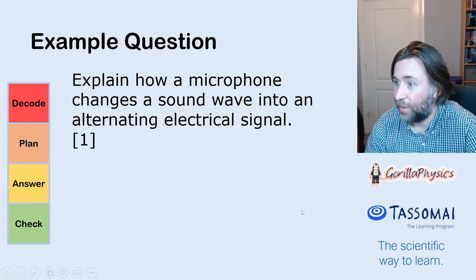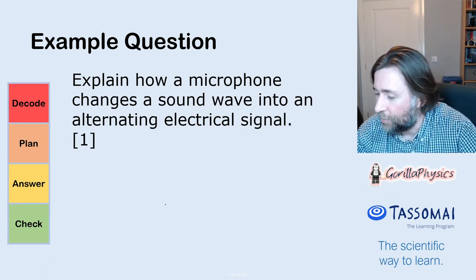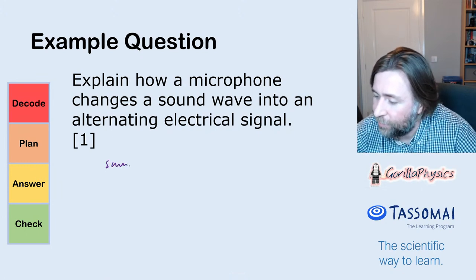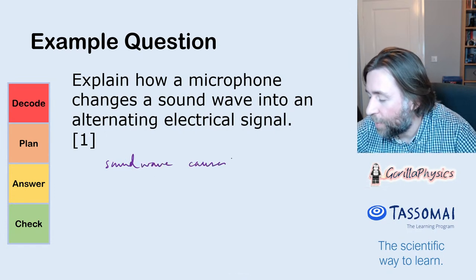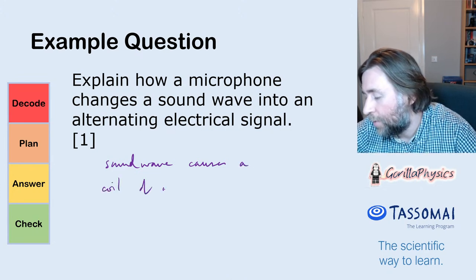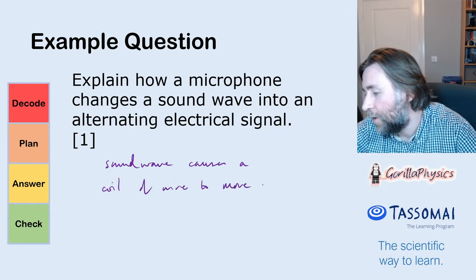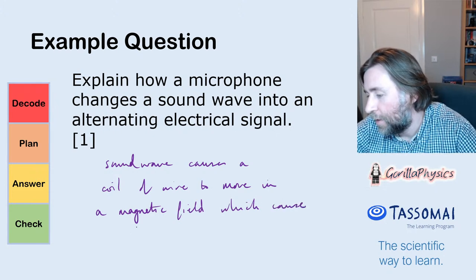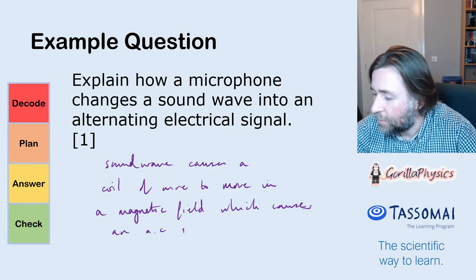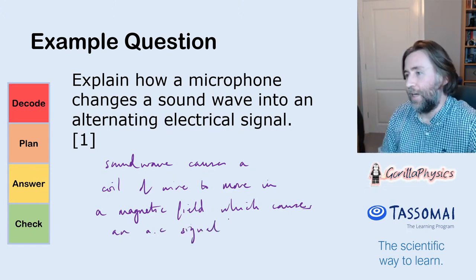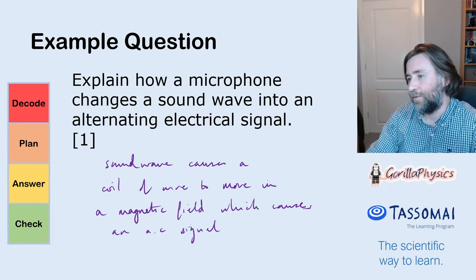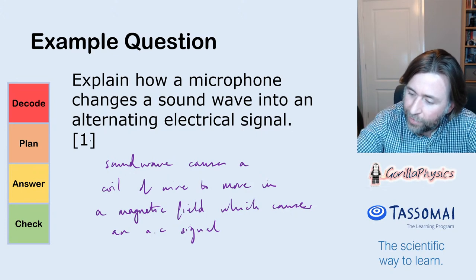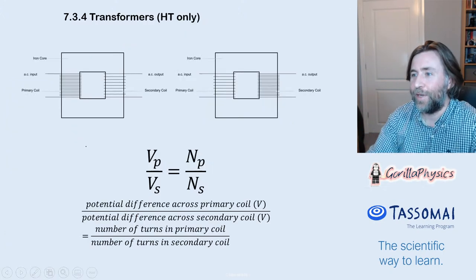So a question like this: explain how a microphone changes a sound wave into an alternating electrical signal. All you need to say is that the sound wave causes a coil of wire to move in a magnetic field, which causes an AC signal. Now that AC signal will have the same frequency and a higher amplitude if it's louder. It'll have the same frequency of the sound wave that created it. But you don't need to if it's just one mark. We're just looking for the idea that you know there's a coil of wire moving in a magnetic field.